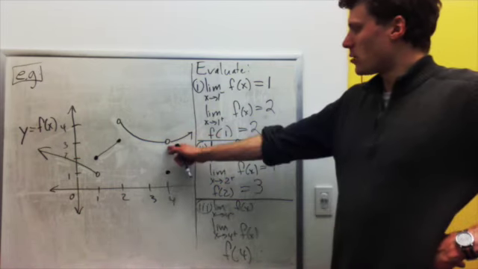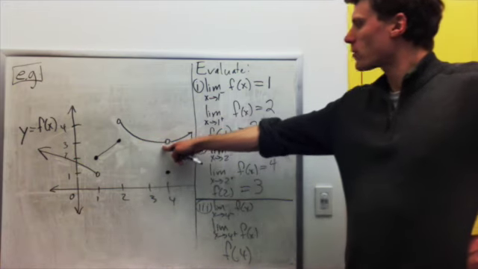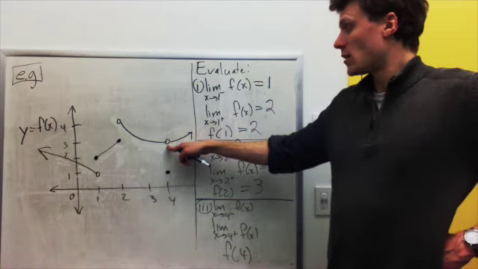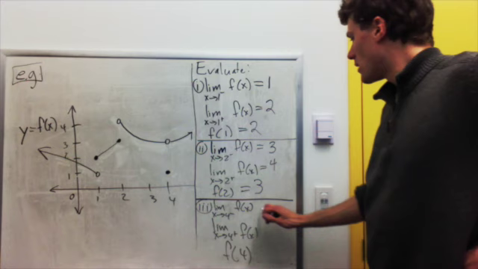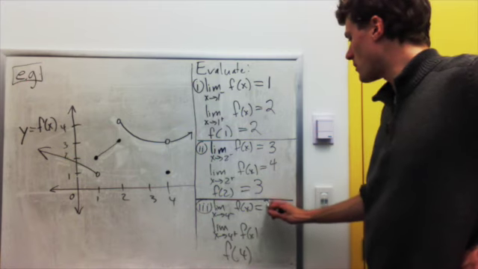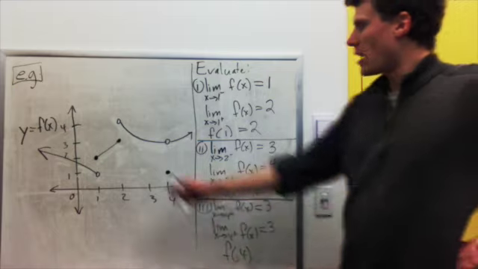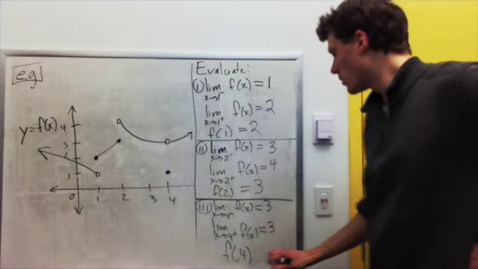Finally, let's look at this point right here at 4. As we approach 4 from both the left and the right, we approach this open circle. This open circle has y-coordinate 3, or at least it's supposed to. So that means that the limit from the left is equal to 3, and the limit from the right is equal to 3. However, the value of the function at 4 is the y-coordinate of the closed circle, which is 1.